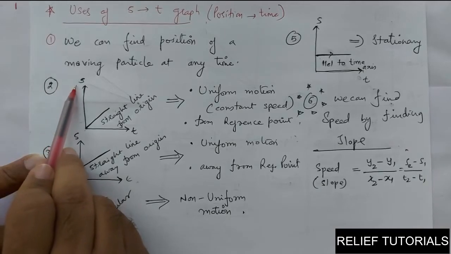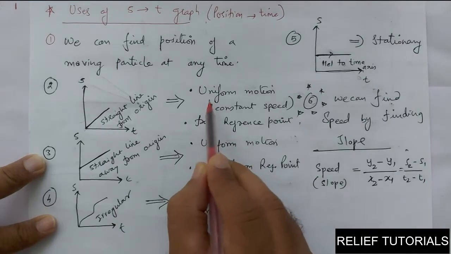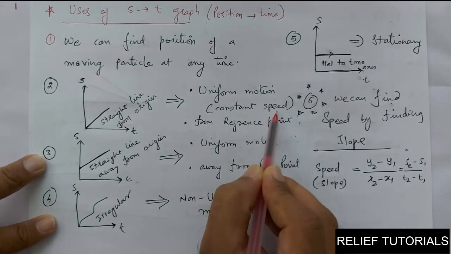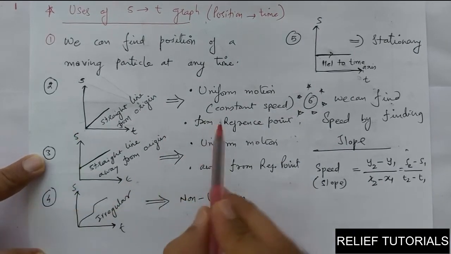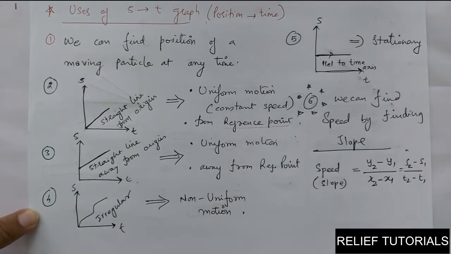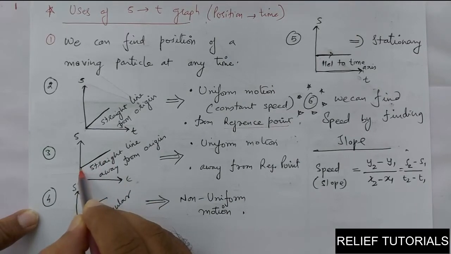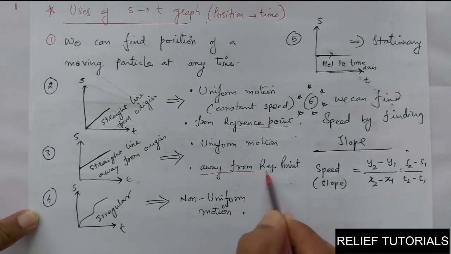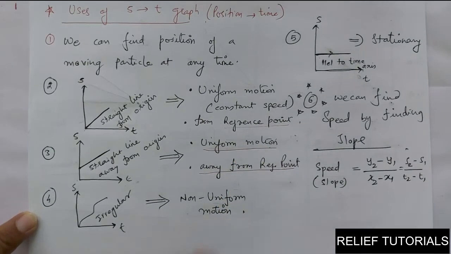If the position or distance versus time graph is a straight line from the origin, it means the particle is moving with uniform motion, meaning constant speed. And the graph starts from the origin, meaning the particle starts its journey from the reference point itself. If the graph is a straight line again, but not starting from the origin, it means the particle is already at a certain distance away from the reference point and moving with uniform speed or uniform motion.